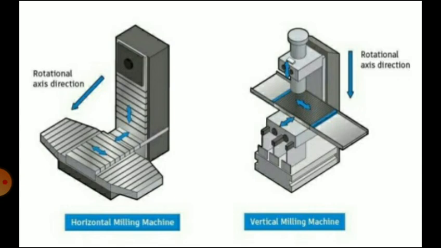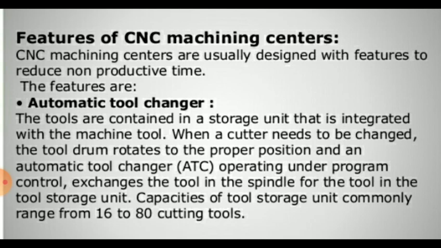And z-axis control, you can see the tool. So z-axis control is for the vertical movement of the spindle. So it is clearly indicated in both the machining centers. Then, features of CNC machining centers.